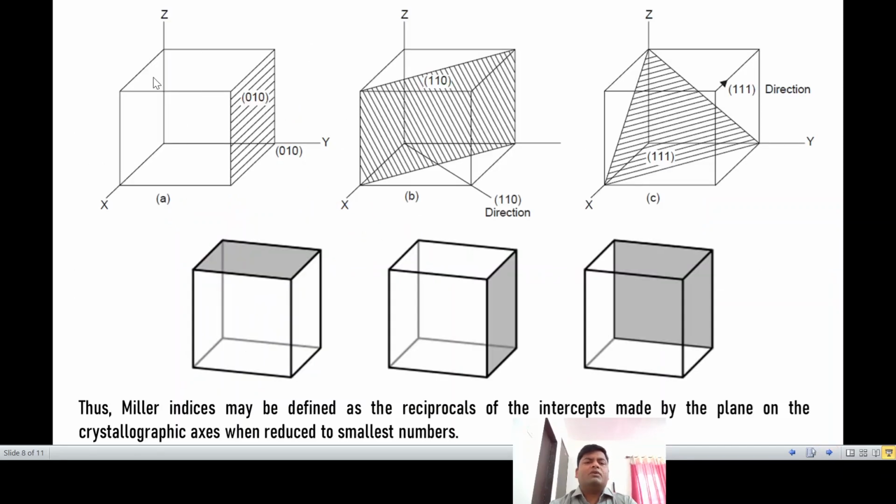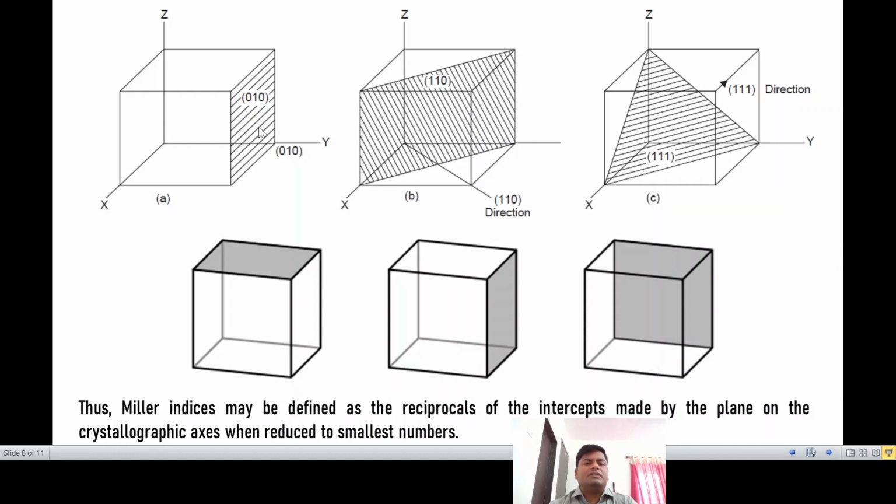Now over here one can see different planes have been shown, and the corresponding Miller indices have been written on the different planes. These Miller indices are the representative set of numbers for all planes which are parallel to this plane. So one can discuss how the Miller indices are obtained for one particular plane, and then we will discuss the others.